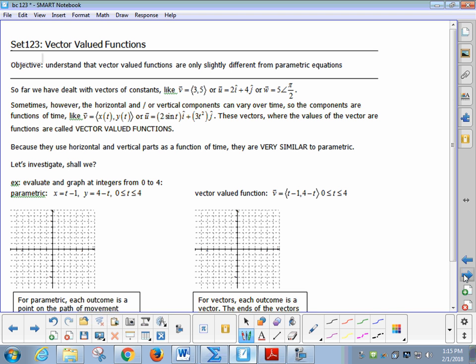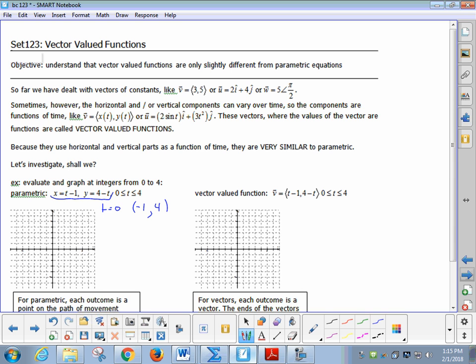Now, you'll find that in terms of overlap, probably 90, maybe even 95% overlap with parametric. It's very, very similar, you'll see. But there are small differences, and in order to make sure you understand the differences, this is what these two examples are about. Say you had parametric equations like that, over 0 to 4. At time 0, what x and y am I at?